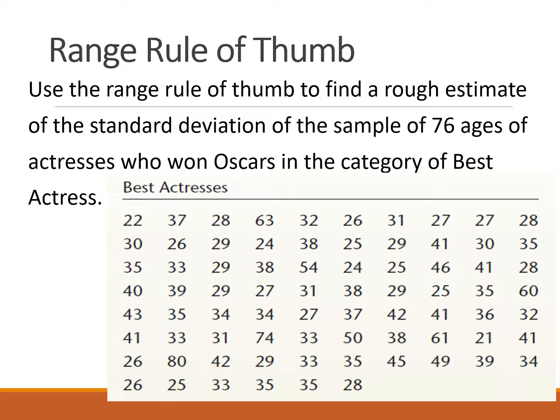As an example, let's estimate the standard deviation for these Best Actress winners. If we scan this table, we see that the minimum age is 21 and the maximum age is 80. In most cases, this data is going to be in order and it's going to be easier to find those. So that gives us a range of 80 minus 21, or 59, and the range rule of thumb says we divide that by 4. That gives us an estimated standard deviation of 14.75.